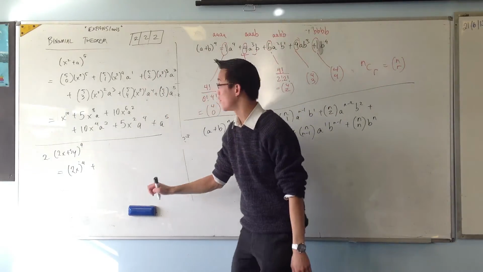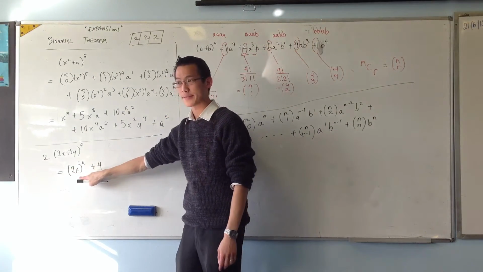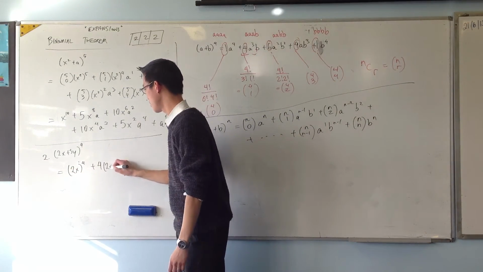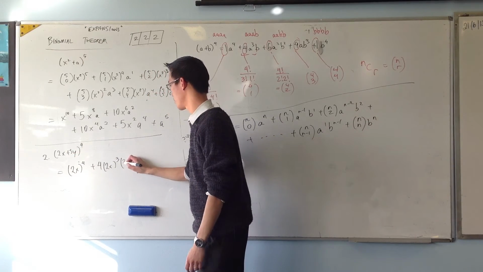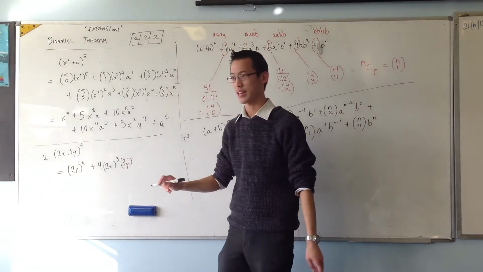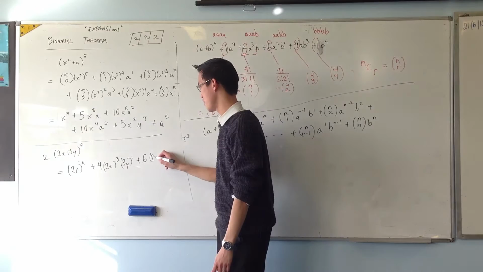All right. Next coefficient is 4. And how many of this guy have you got? 1 less. And how many of this guy have you got? 1 more. Okay. Next coefficient is 6. And then the pattern continues.